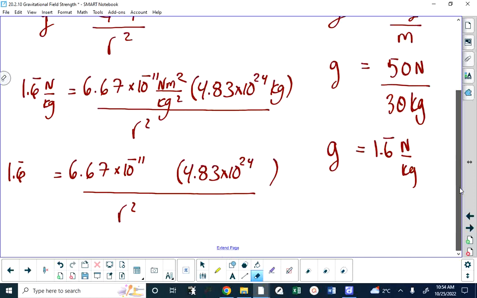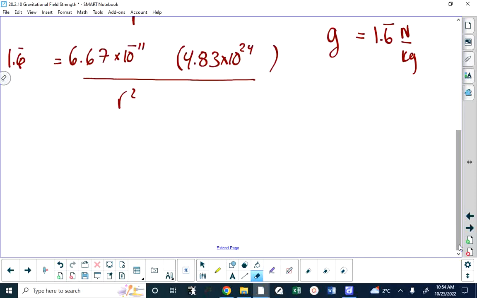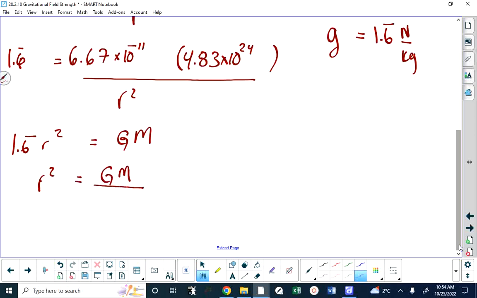Okay. Anyway, looking at this, I hope you see that when you cross multiply, you get 1.6 repeating r squared equals my g times the mass of the planet, which I'm just being too lazy to write down again. So that means that r squared will be equal to G times the mass of the planet over the 1.6 repeating, and then we can take the square root. Okay, so let's try that.